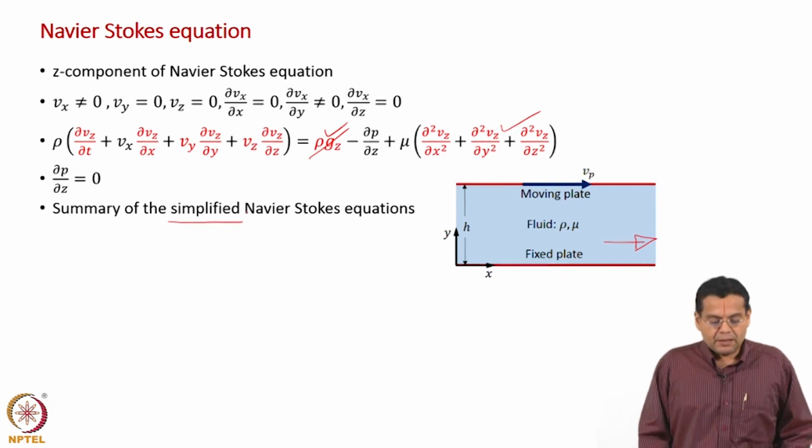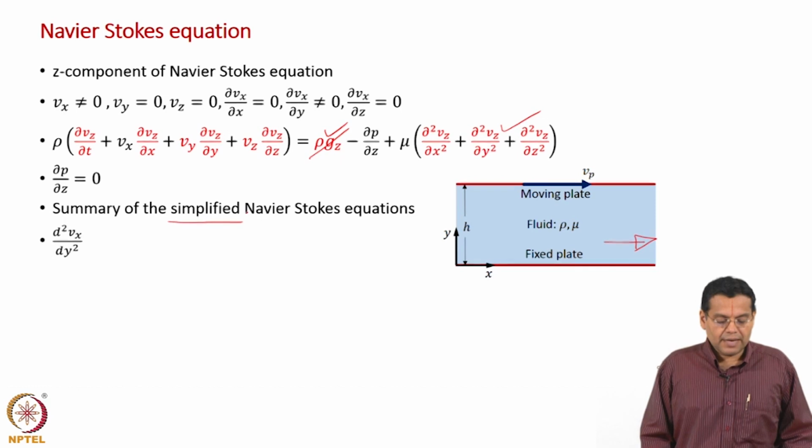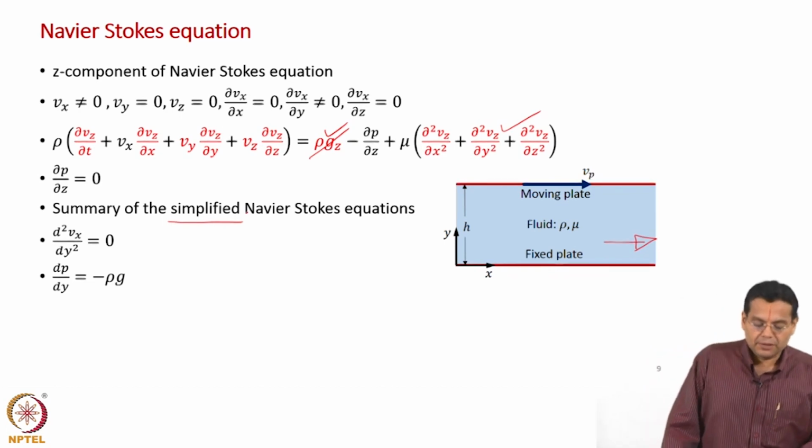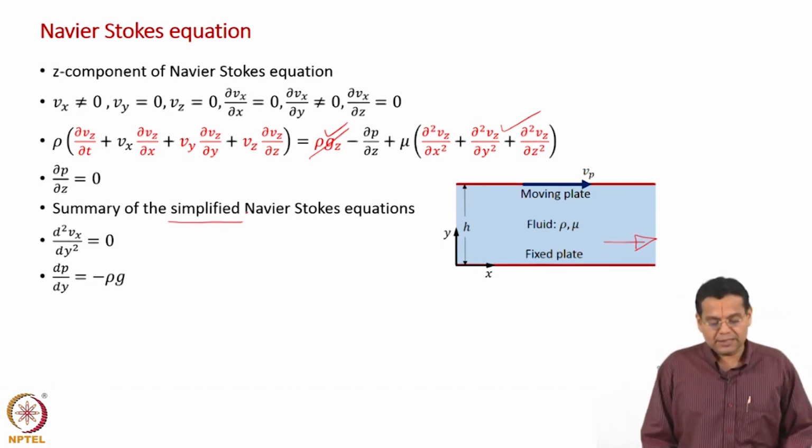Now, let us summarize the simplified Navier-Stokes equation, really simplified. In the x direction, we had d squared Vx by dy squared is equal to 0. All other terms became 0, only this viscous term remained. And then in the y direction, the equation is the same as what we have discussed for fluids at rest. It is a hydrostatic pressure distribution. And in the z direction, there is no pressure gradient.